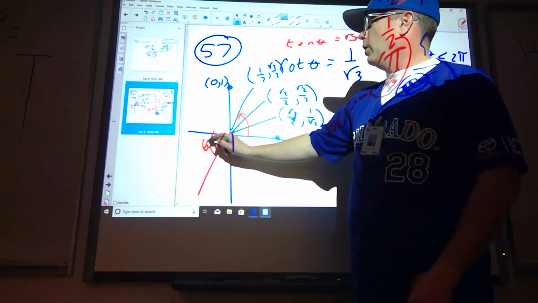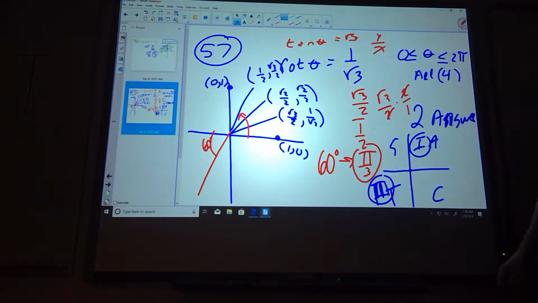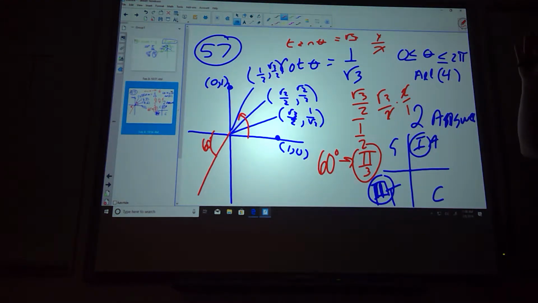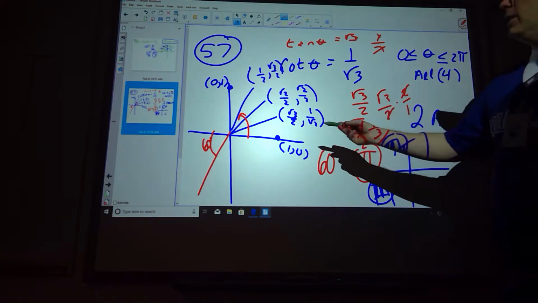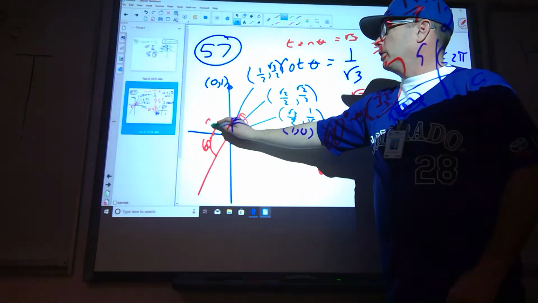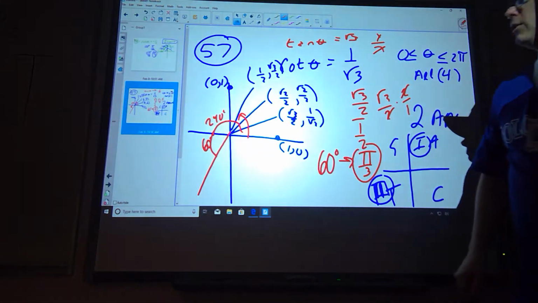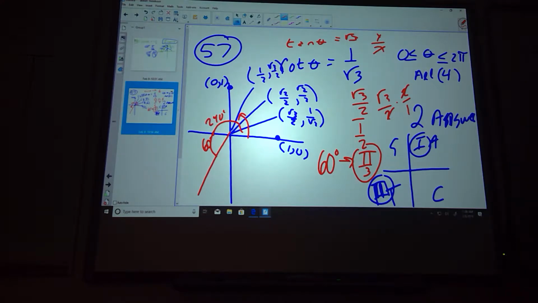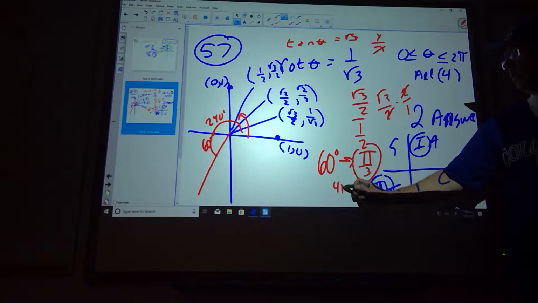Okay, so that's a 60-degree angle. Think about where this 60 is and this one is. This angle right here is actually all the way around 240 degrees. So as a radian measure, all the way around is 240. What do I have to multiply 60 by in order to get its radian measure? 60 times what gives me 240? 4. Oh, so it's 4 times bigger than this? So 4 pi over 3.